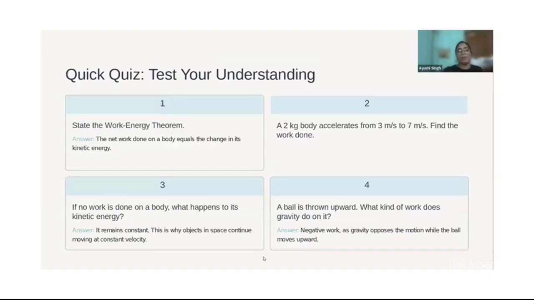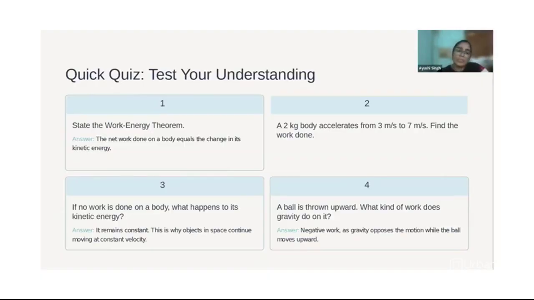Okay, some answers are given. Question 2 you have to solve. State the work energy theorem. Here you can tell that the net work done on a body is equal to the change in its kinetic energy. Now, a 2 kg body accelerates from 3 meter per second to 7 meter per second. Find the work done. This you can do by calculating the final kinetic energy and initial kinetic energy, or you can simply use the formula which I have given you earlier.